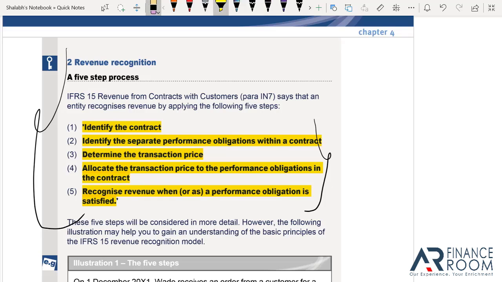So let us just go through it. IFRS 15 Revenue from Contracts with Customers says that an entity recognizes revenue by applying the following 5 steps. Identify the contract. Okay, just go through it, just read, and then I shall be discussing it in detail. Identify the separate performance obligation.